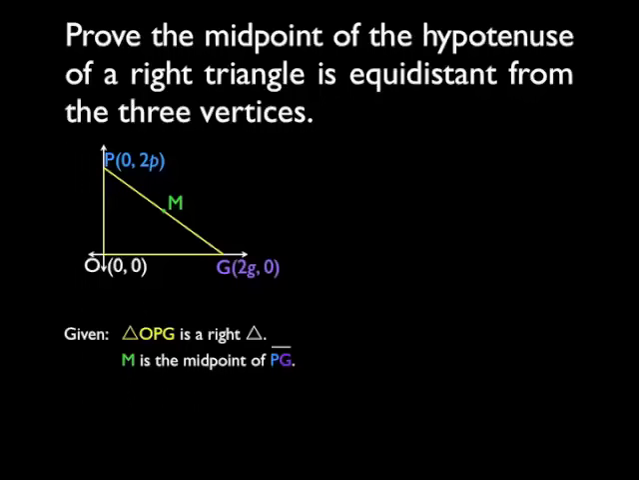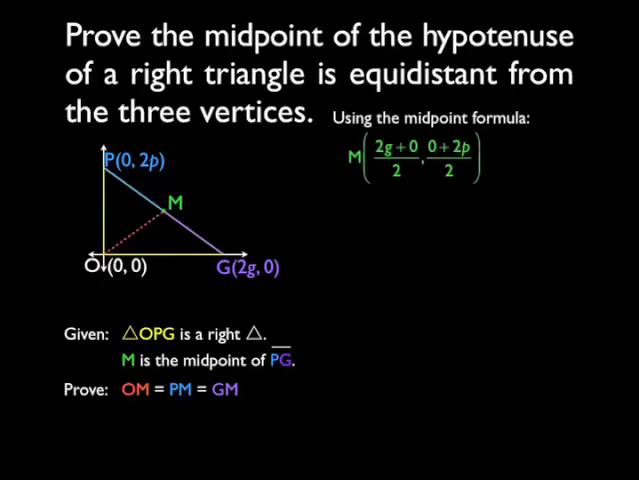Alright, so now we have our figure, we have it labeled. What are we trying to prove? Well, we are trying to prove that the distance from O to M, the distance from P to M, and the distance from G to M are all the same length. So now let's get started. We'll start by using the midpoint formula to find the coordinates of M. And that's really easy to do because you add your x-coordinates of P and G, divide them by 2, add your y-coordinates of P and G, divide them by 2, and you find out that the coordinates of M are (g, p).